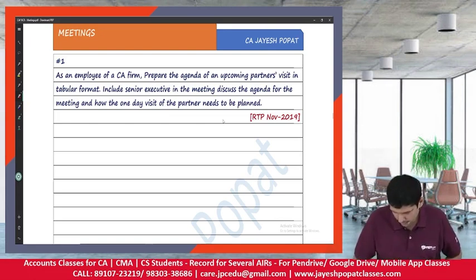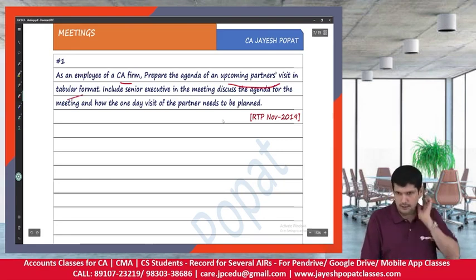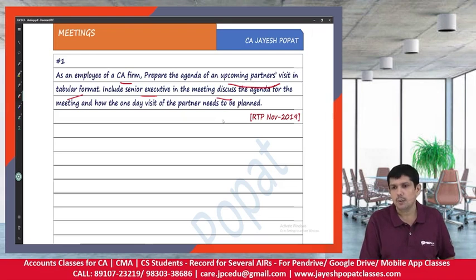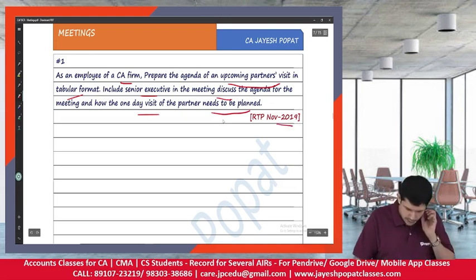As an employee of a CA firm, prepare an agenda for the upcoming partner's visit. So maybe the partner is from some other location, and he is visiting your location. So you need to make an agenda in tabular format. Include senior executives in the meeting, discussing the agenda for the meeting and how the one-day visit of the partner needs to be planned. So this was part of the RTP for November 2019.